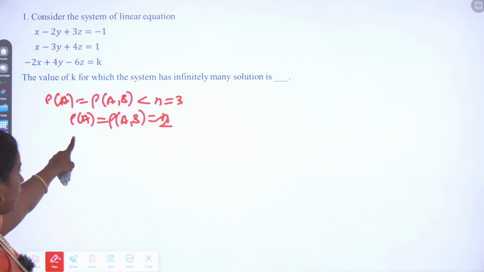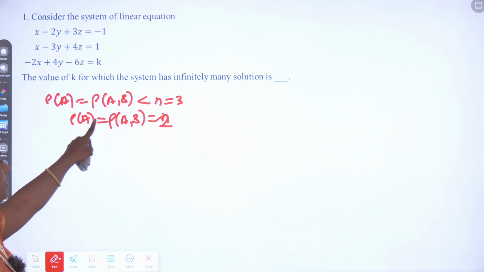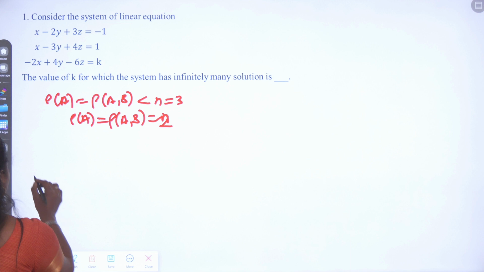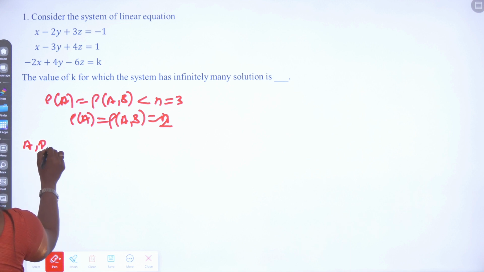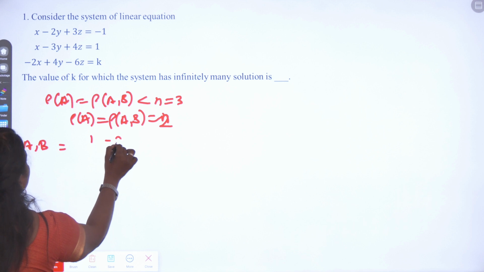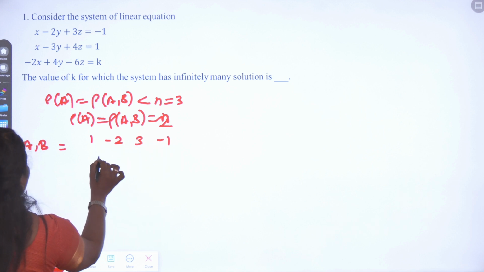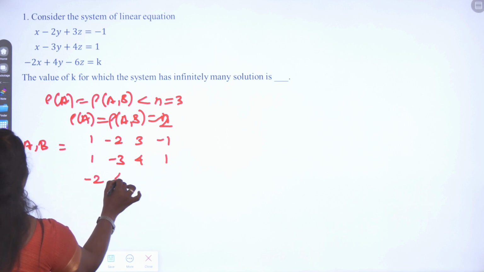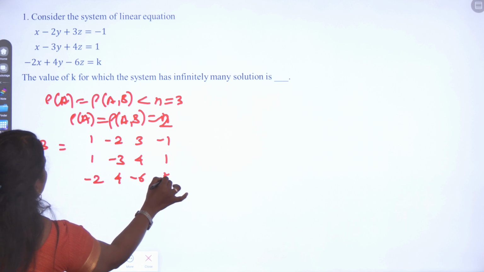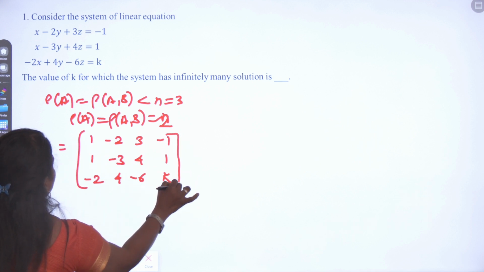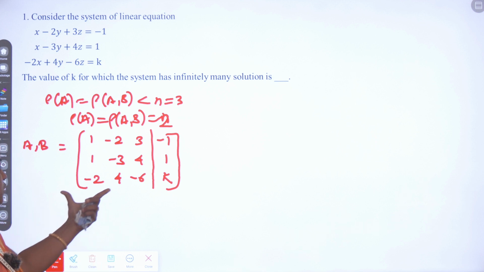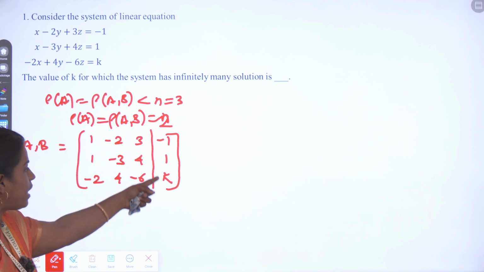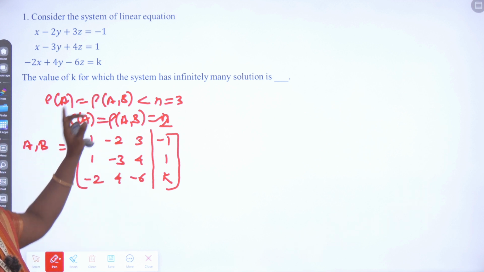And so we need rank of A and rank of AB, and we find rank through row echelon form. So considering the augmented matrix, A comma B is given by 1 minus 2 3 minus 1, 1 minus 3 4 1, minus 2 4 minus 6 and then k. This becomes the augmented matrix where these values represent the coefficients of all the variables x, y, z, and these values represent the constants given on the RHS.